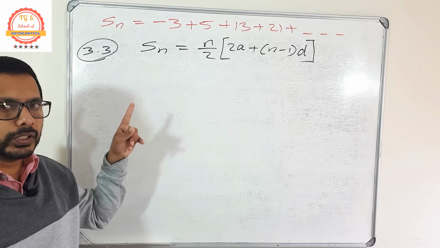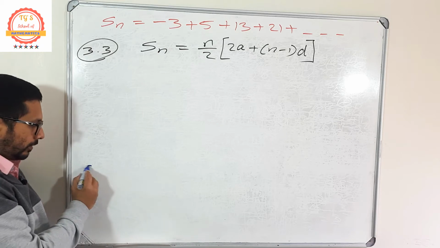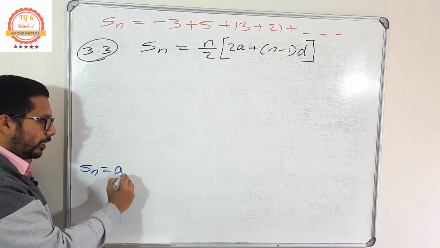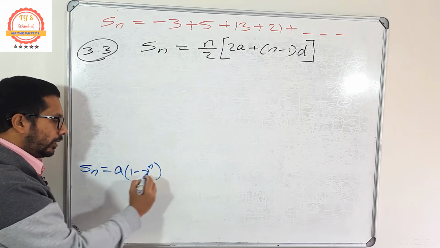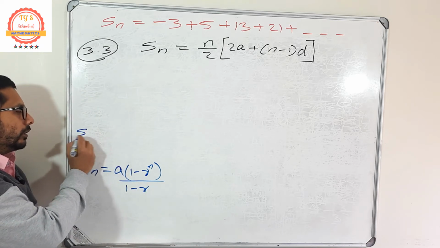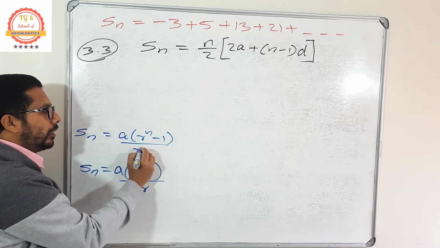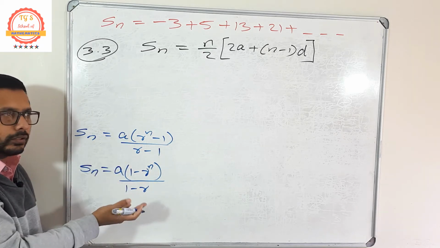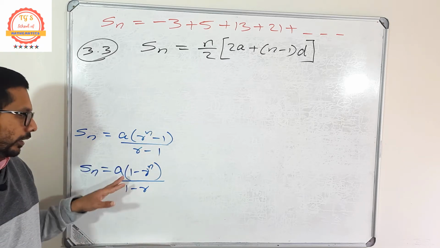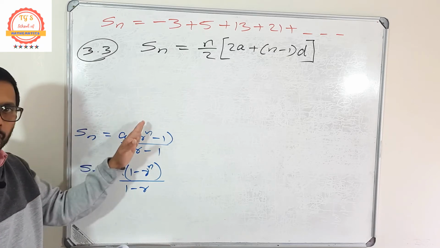Let me ask one thing. What is the formula to find the sum of the first n terms of a geometric sequence? Not related to this one, I am just asking. So a into 1 minus r raised to n divided by 1 minus r. Or you can write it like this also, r raised to n minus 1 divided by r minus 1. Both are the same thing. Just take a minus on both sides, numerator and denominator common factor, then you will get this one. Anyway, this is the formula to find the sum of the n terms of a geometric sequence.